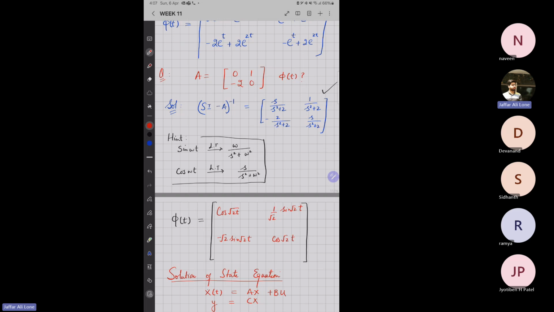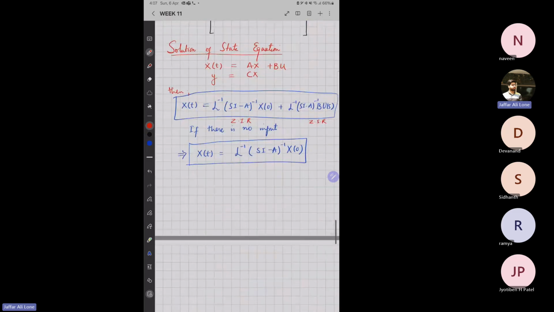Just verify it. Take your time and just make use of these formulas. You just have to make sure that these terms are in this form, then you might get it. So this is the answer.